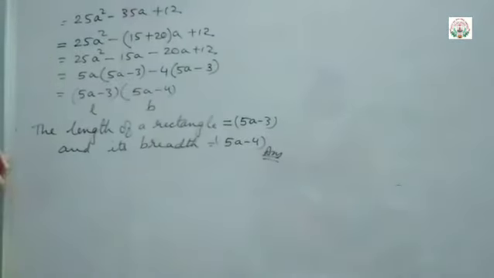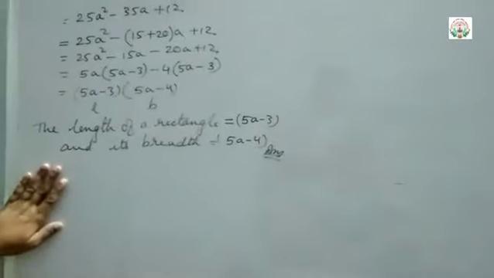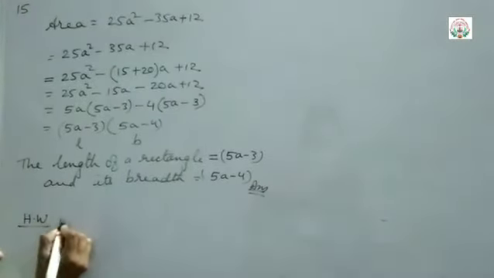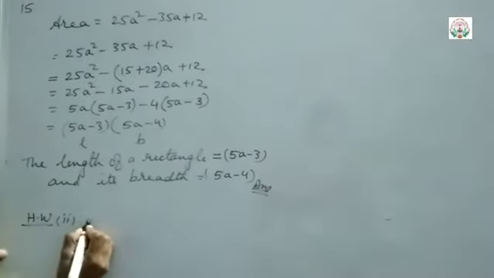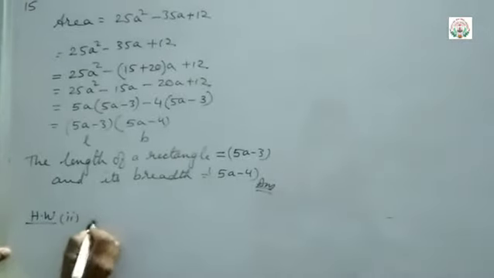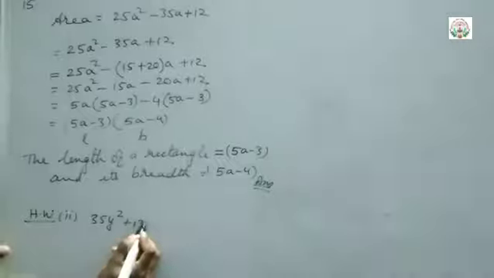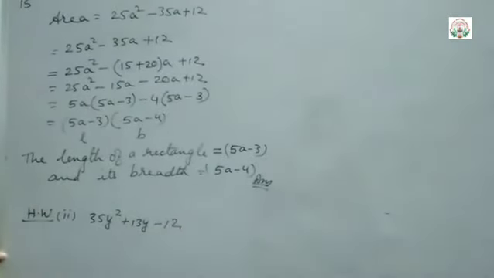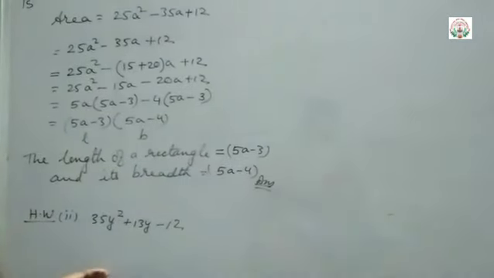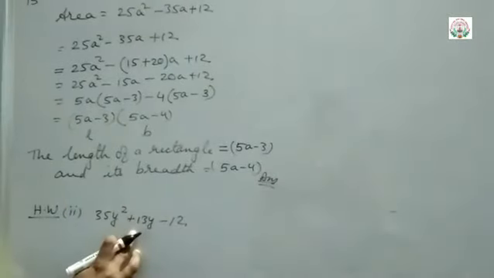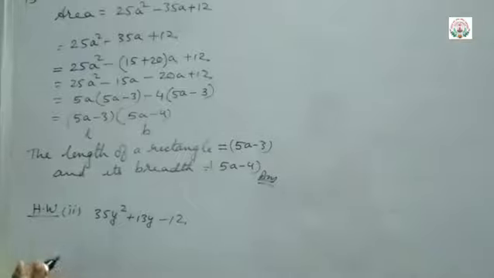Answer. Okay, in this way only. The second part is there, you yourself do it the same way with what is given, that is 35. This is homework. Homework second part. What is that? 35y square plus 13y minus 12. Do it as homework. Same way factorize and you will get length and breadth, so that will be the answer.